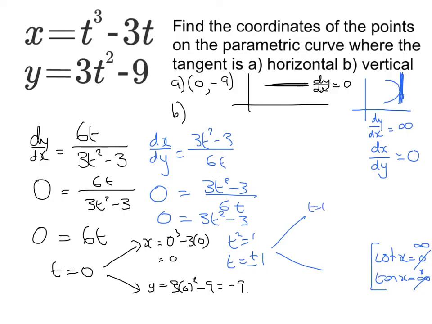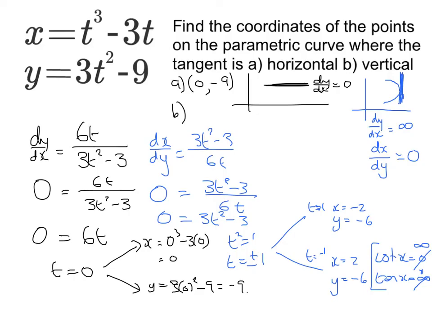If t is 1, then x is 1 cubed minus 3 lots of 1, which is minus 2, and y equals 3 lots of 1 squared minus 9, which is minus 6. If t is minus 1, then we're going to get x equals minus 1 cubed minus 3 lots of minus 1, which is minus 1 plus 3, which is 2. And y is equal to 3 lots of minus 1 squared minus 9, which is 3 minus 9, which is again minus 6.